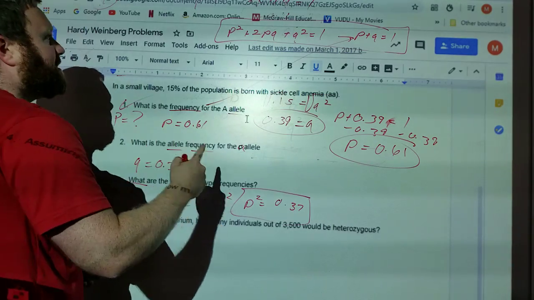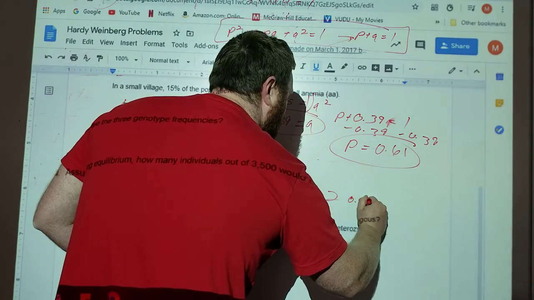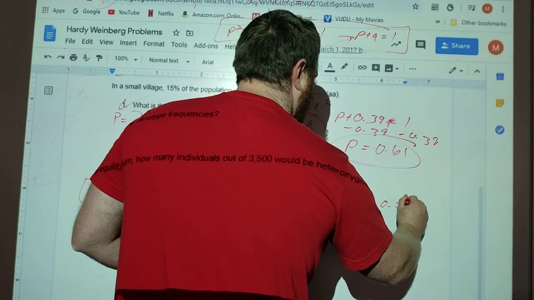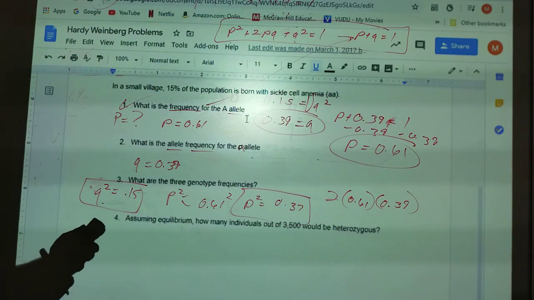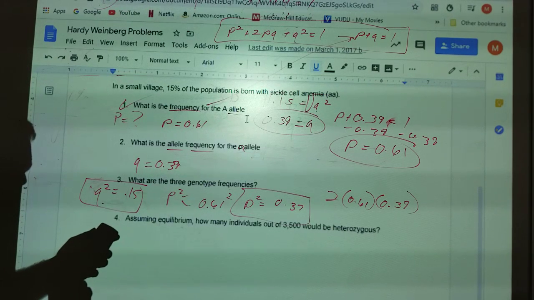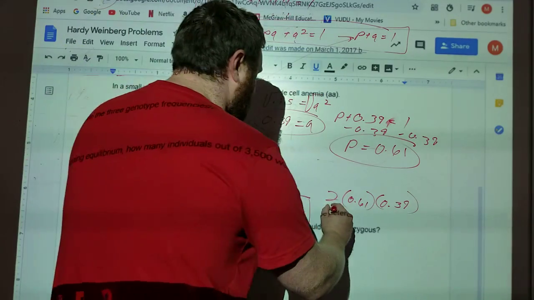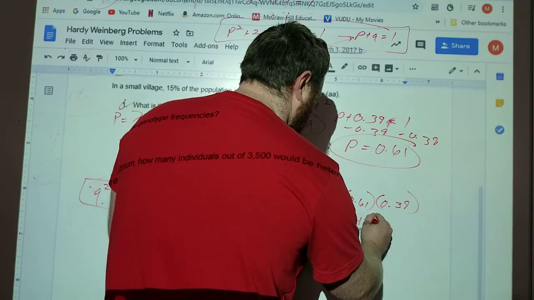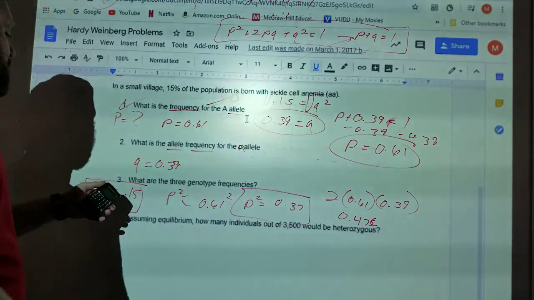And then finally, 2PQ is 2 times P, which is 0.61, times Q, which is 0.39. Okay, so if I take that, I take 2 times 0.61 times 0.39, I get a 2PQ value of 0.4758. So you could just say 0.476. All right, so now it says what are the frequencies?